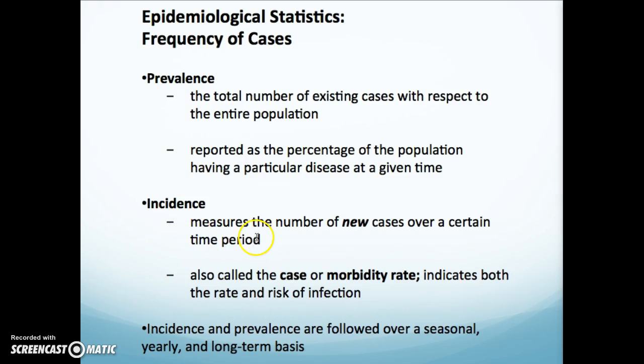Incidence is a little different. It's measured by the number of new cases over a certain time period, and it can also be called the case or morbidity rate, and this indicates the rate and risk of infection. Incidence and prevalence are followed over a seasonal, yearly, and long-term basis. So seasonally, we see that a lot with influenza. We talk about the incidence rate.